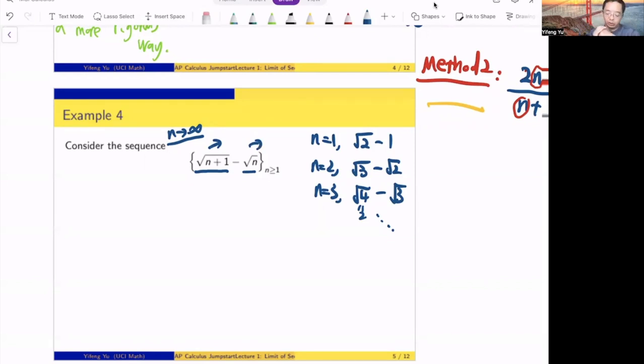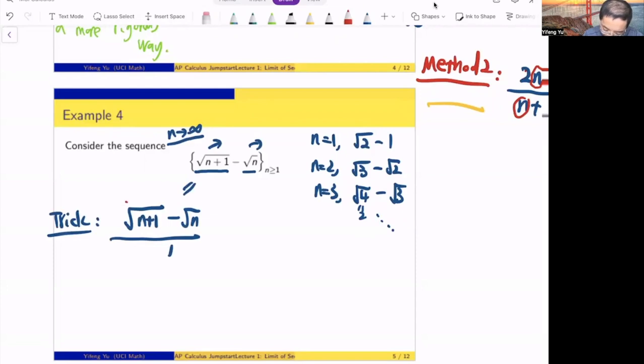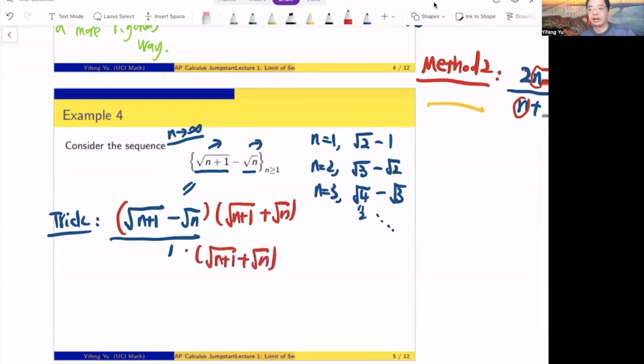So we are going to perform a trick. Because this is over one, I just add a one here. Now what we're going to do is multiply by the square root of this plus the square root of this, on top and bottom, the same thing. This is a trick that you sometimes see in math computation. It's one of the typical methods we use to simplify an expression when you have a difference of square root terms.